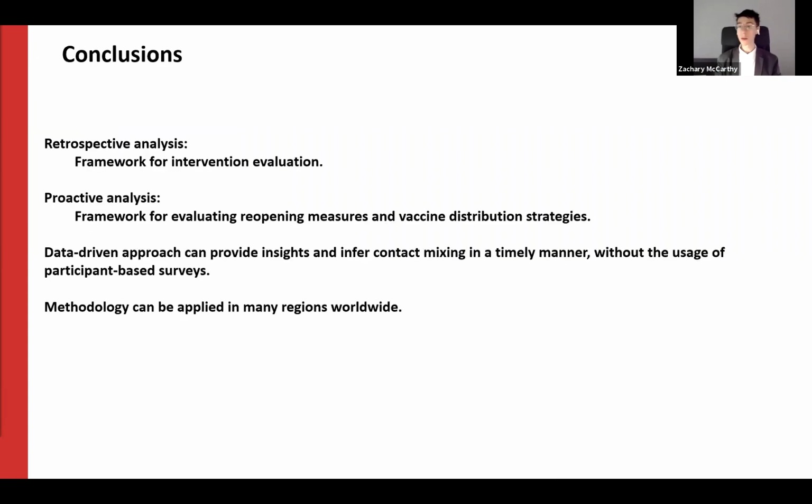A few conclusions, closing remarks. In this work, what we do is we retrospectively assess the contact shift in the presence of evolving control measures. And really would like to note here that the non-essential workplace closure, the so-called lockdown, seemed to have the greatest impact in terms of reducing the contact. We can also use the framework proactively. This is a framework for evaluating reopening measures in terms of four settings of contact. And a major item at this point in time is that the framework can weigh vaccine distribution strategies.